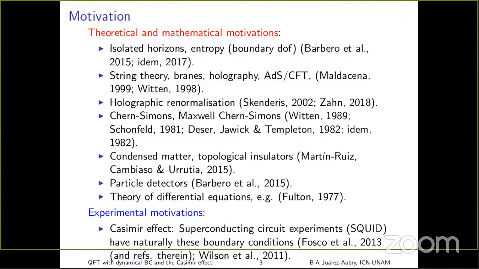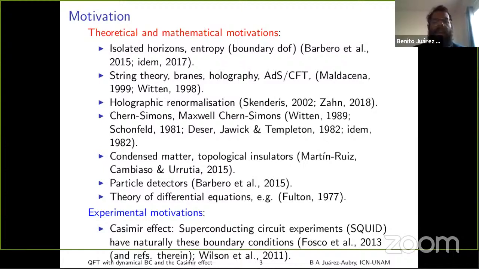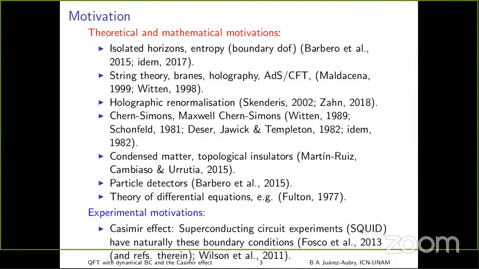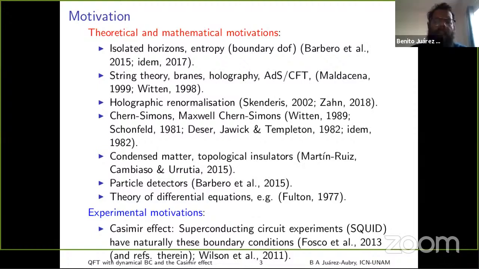And going to the experimental motivation, the kind of boundary conditions that I will study in this paper are very closely related to the boundary conditions that appear in superconducting circuit experiments. For those of you that have some engineering knowledge or are close to experimentalists, you might understand the details of this a bit better than me. But it seems that these superconducting circuit experiments are interesting for the experimental verification of the Casimir effect, which makes these boundary conditions in this context even more interesting.